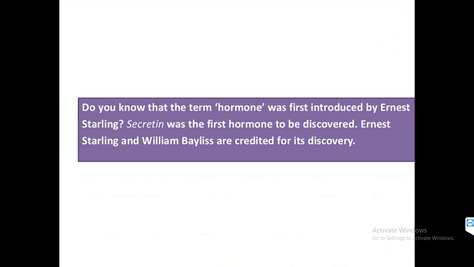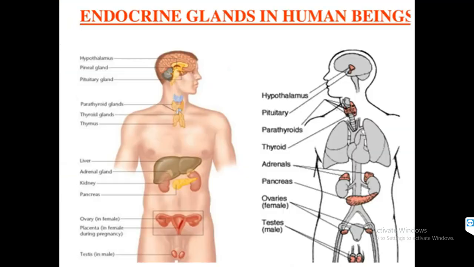Then comes the pancreas. So where is the pancreas located? These are the pancreas. So pancreas is a mixed gland. Why is it a mixed gland? Because it has both the exocrine and endocrine part in it. So it is releasing the secretion in the duct form and in the ductless form. That's why it is called the mixed gland.